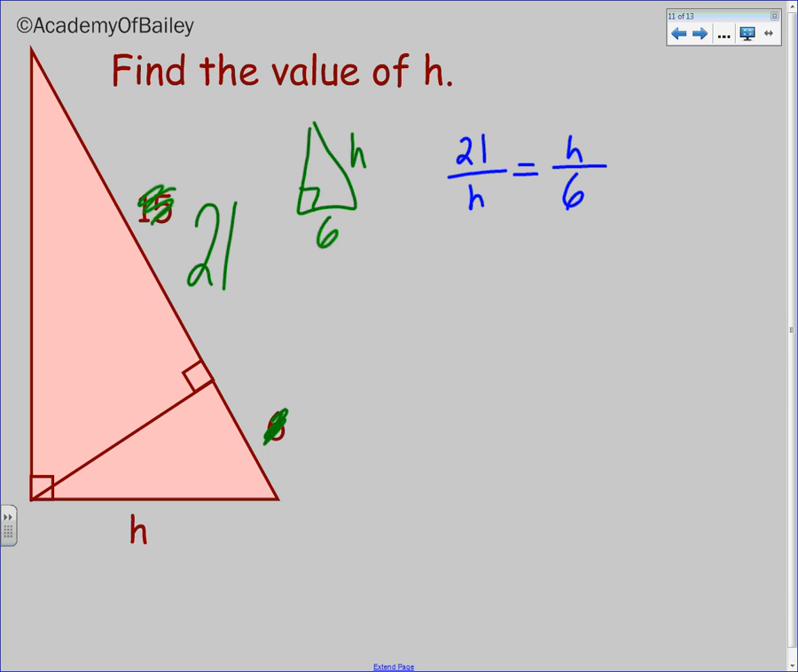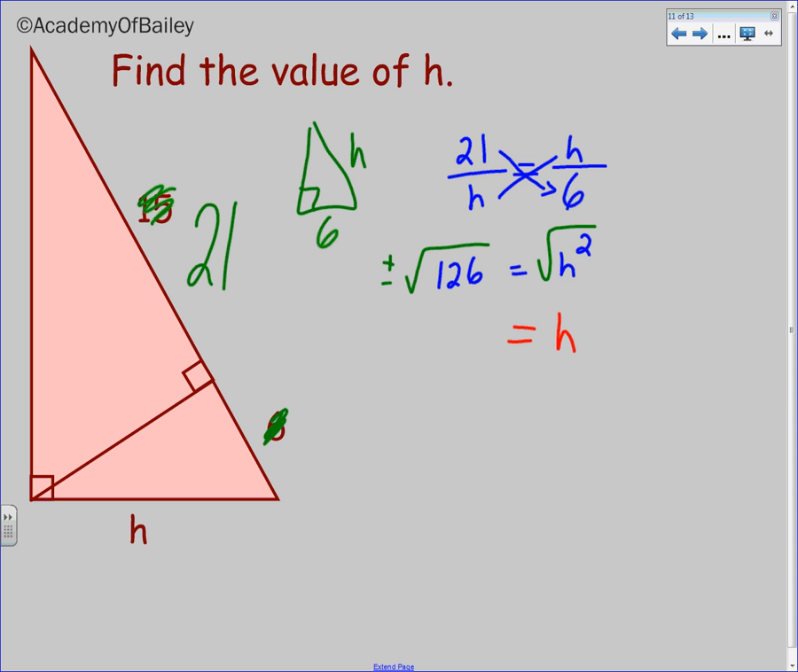So now let's go ahead and multiply. 21 times 6 will give us 126. And h times h will give us h squared. We're going to take the square root of both sides. And remember, it's plus or minus, but we're only going to deal with the positive from here on out. So we're left with h.